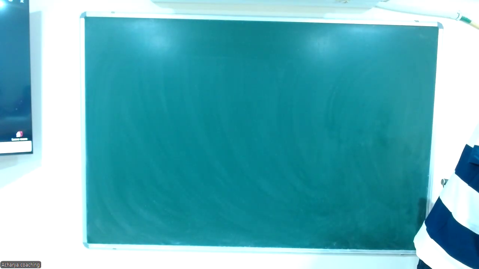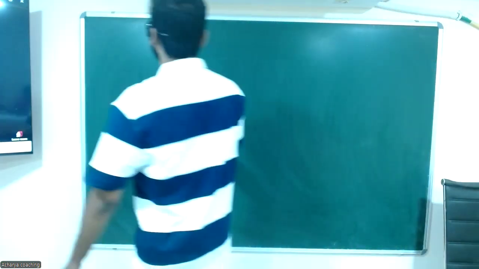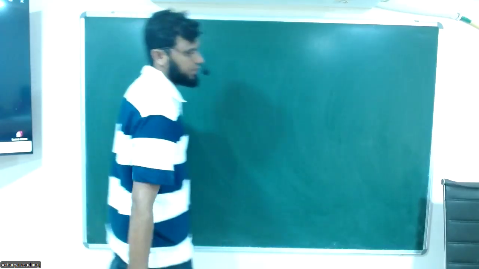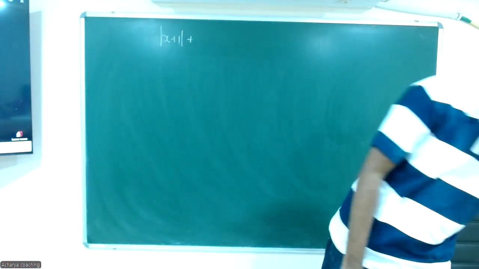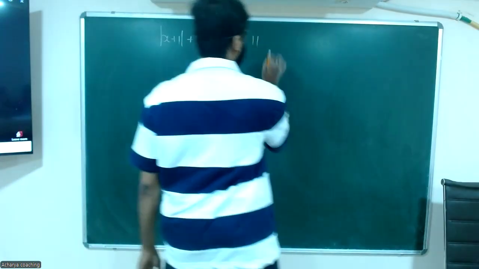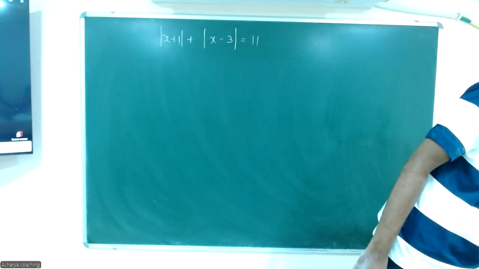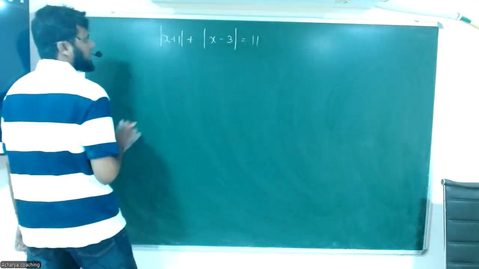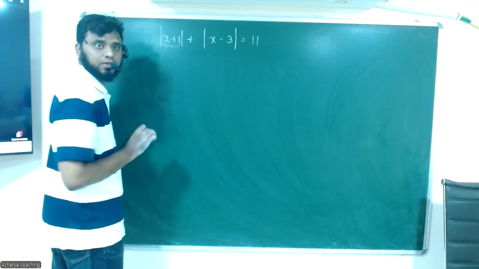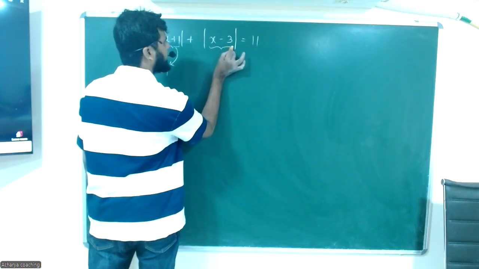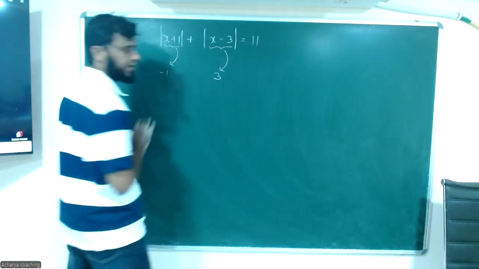So write the question. Solve modulus of x plus 1 plus modulus of x minus 3 equal to 11. Yes. So when will this mod change? At x equal to minus 1. Clear? This will change at x equal to minus 1. When will this mod change? At x equal to 3.